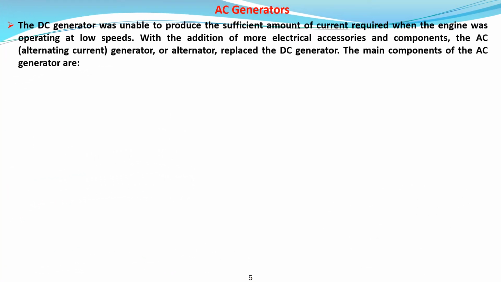AC generators, which are commonly used these days. The DC generator was unable to produce the sufficient amount of current required.